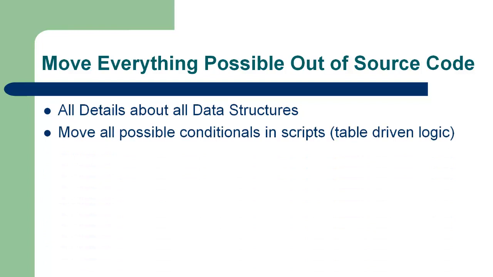So we want to move all possible conditionals into scripts. So we want table-driven logic. 99% of our applications run on lists of things. So if you have an editor, if I hit this key or this combination of keys, it performs this action. Now those actions should be adjustable based upon your particular need. And compilers are the same way. I have these statements. Conditions of those statements can be table driven.